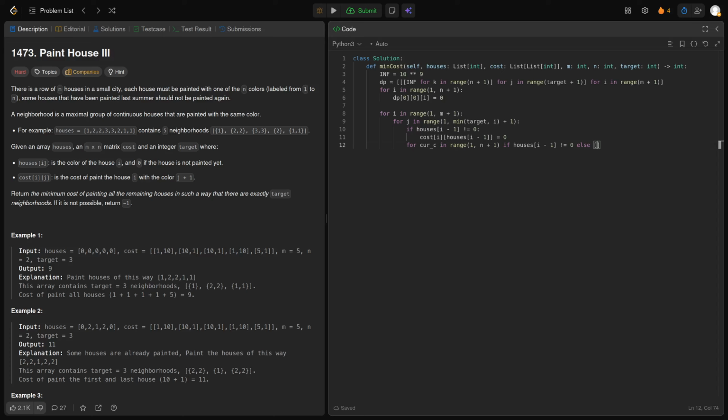Else it's just, so if it is 0, okay, and then previous color, right, and then dp[i][j][current color] is equal to the min of dp[i][j][current color] and dp[i-1][j-1], and we subtract 1 if current color doesn't equal previous color.